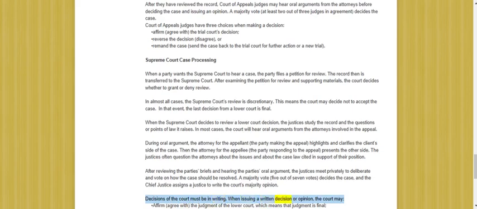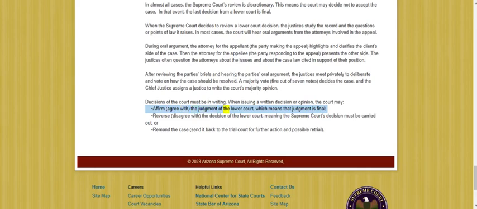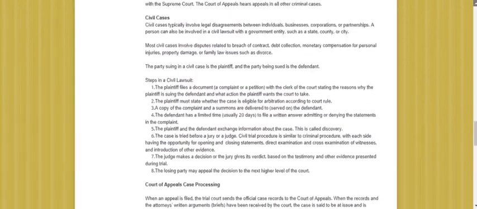When issuing a written decision or opinion, the court may affirm, agree with, the judgment of the lower court, which means that judgment is final; reverse, disagree with, the decision of the lower court, meaning the Supreme Court's decision must be carried out; or remand the case, send it back to the trial court for further action and possible retrial. Right. So there you have the process for civil cases.